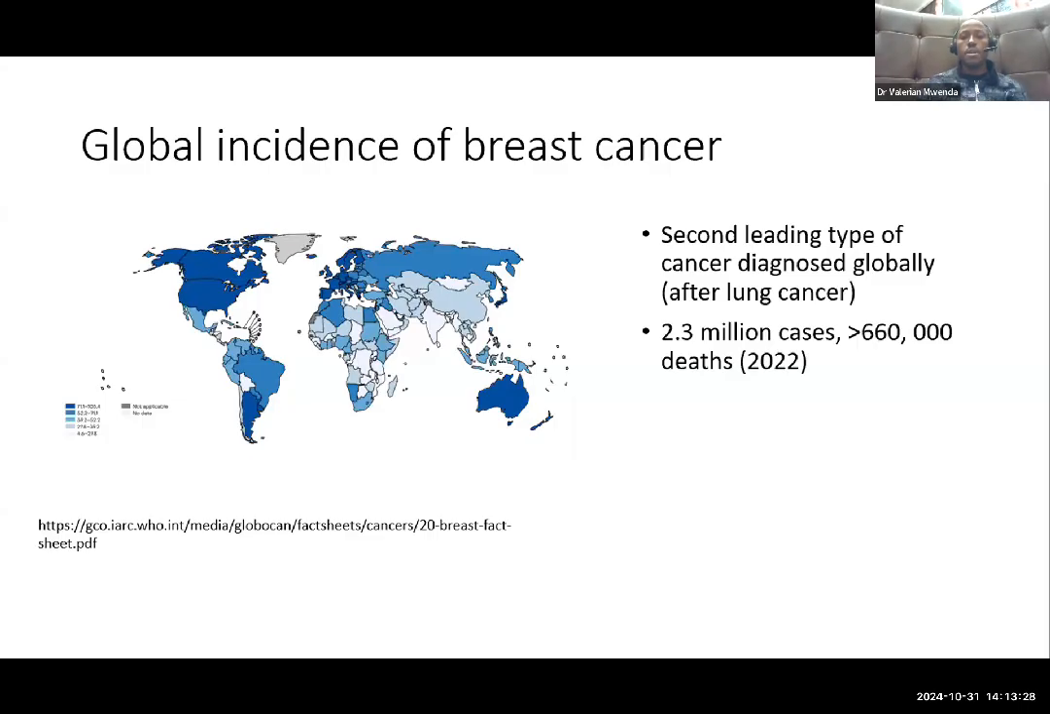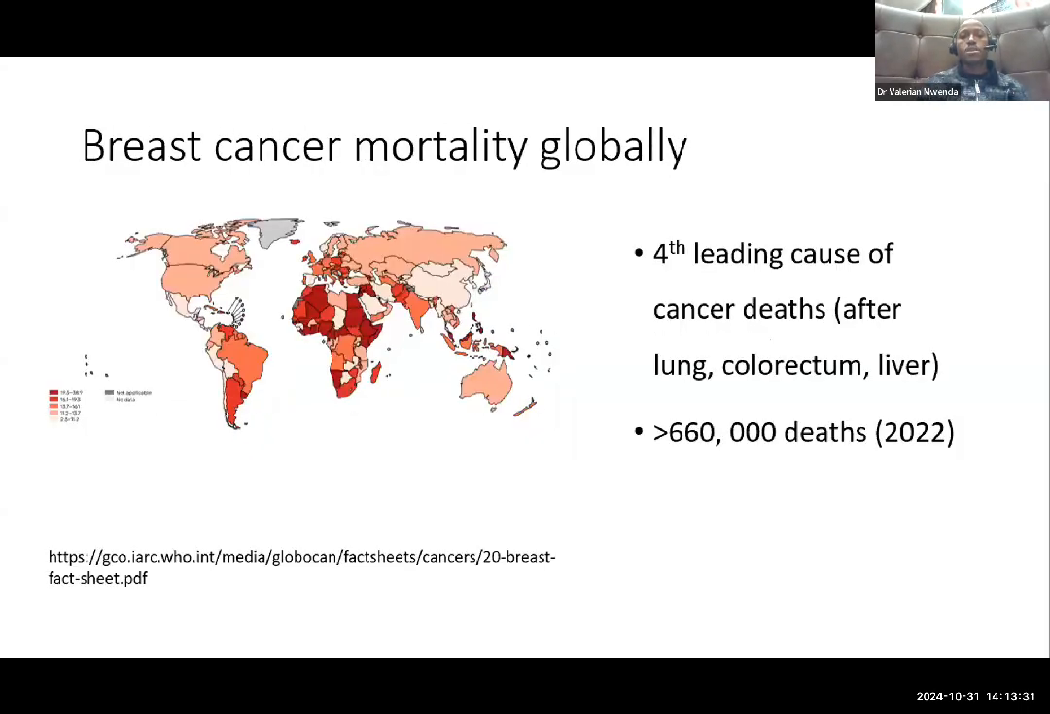other regions globally. And if we compare that with the breast cancer mortality, then we see the stark disparities, that the regions of the world that have the highest incidence are not necessarily the regions that have the highest mortality. We see higher mortality being reported in regions of Africa, some parts of Eastern Europe, parts of Asia, and also some parts of South America. And again, breast cancer is the fourth leading cause of cancer deaths after lung cancer, colorectal cancer, and liver cancer, with more than 660,000 deaths estimated in 2022.